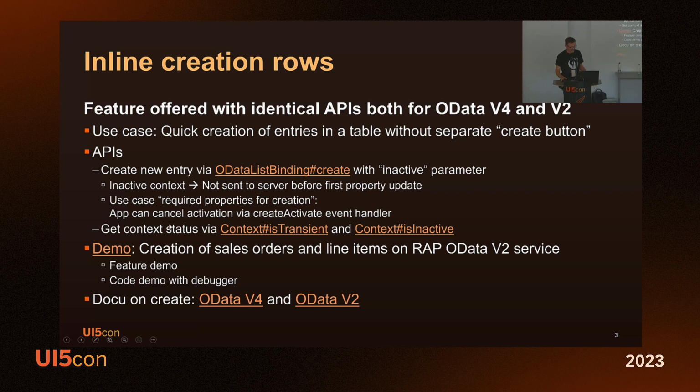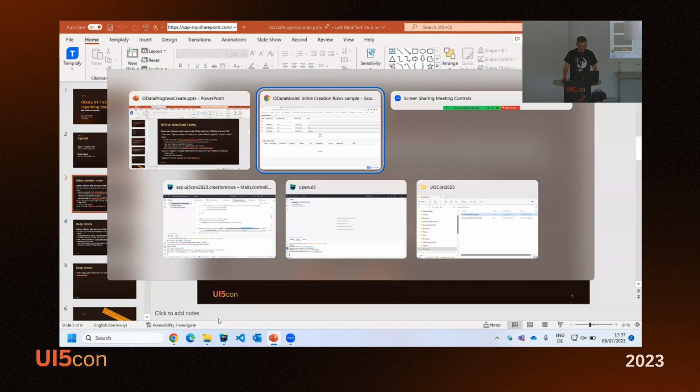In the demo, I will show two tables, actually, master detail like sales orders with line items, different table controls based on an OData V2 service and ABAP backend. First, I will do the feature demo, and then run the demo again with some breakpoints in the coding so that we can have a look at how these APIs, which I just described, look like. So go to the browser.